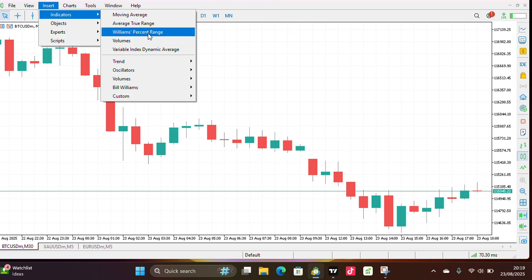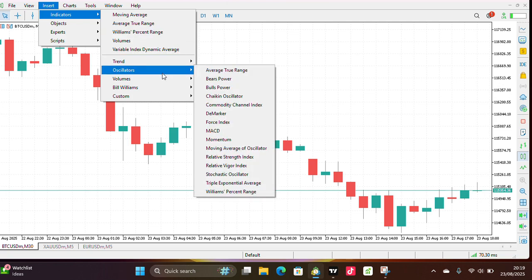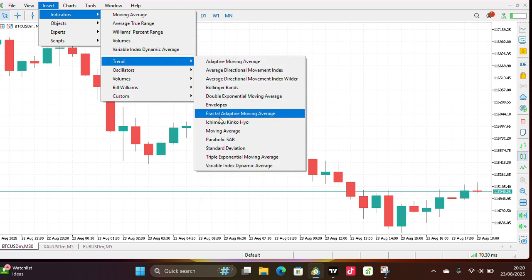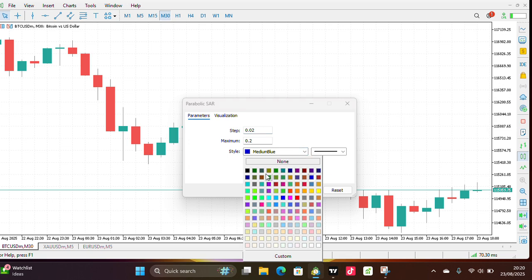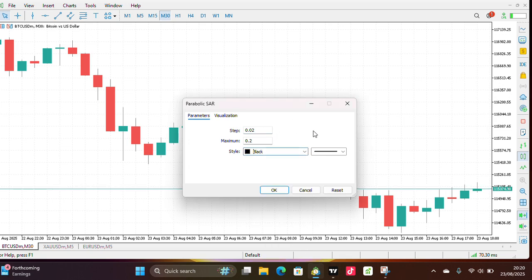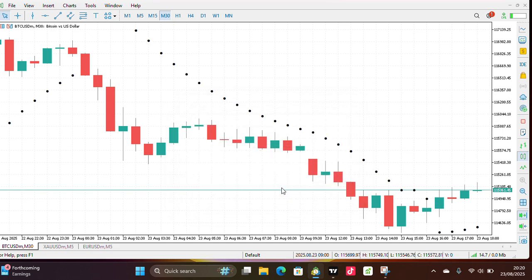This is the MetaTrader 5 platform. And then we go to Trends and we choose Parabolic SAR. This is the indicator. Let's choose the color. We're going to use black, and then the thickness, we're going to use this third one, and then we see, okay, it will display on your screen. Simple as that.